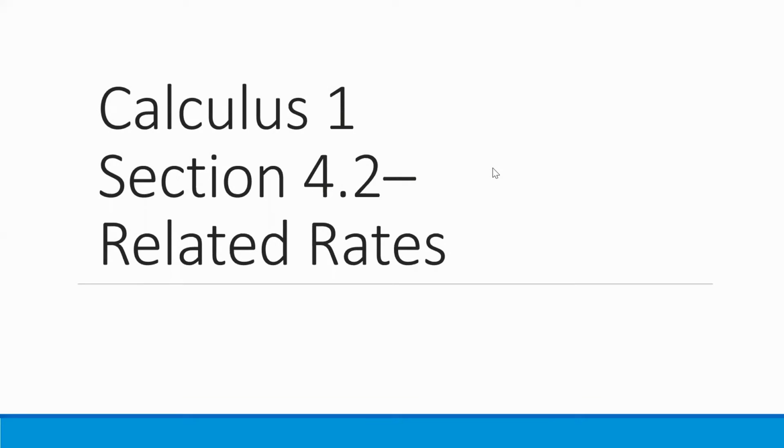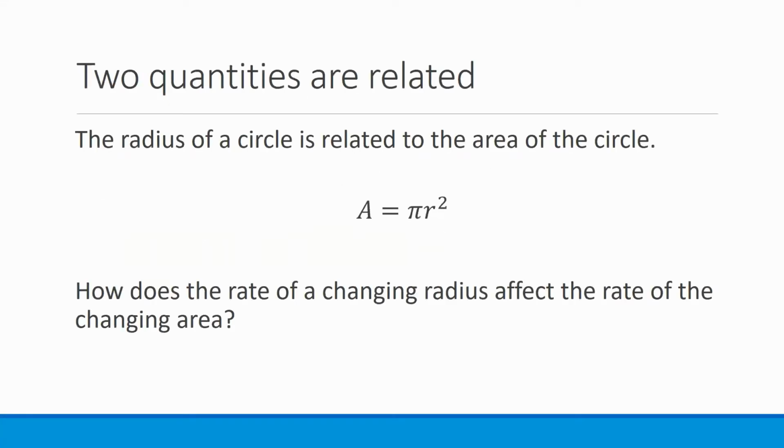In section 4.2, we're going to discuss related rates. We're going to look at how two quantities are related and how changes in one quantity can change the other. A classical example of this is how the radius of the circle is related to the area of the circle. Notice that area is equal to pi times radius squared in a circle.